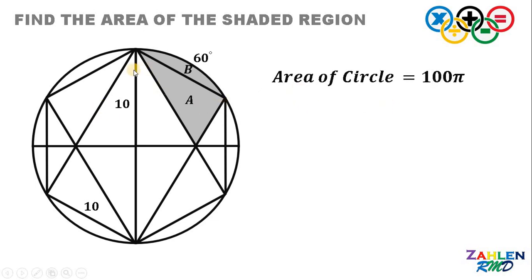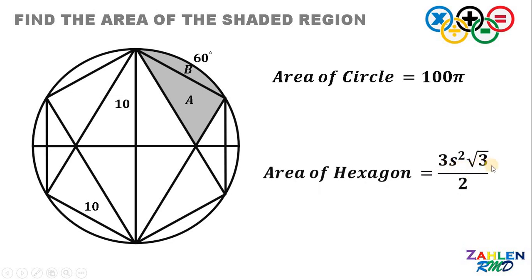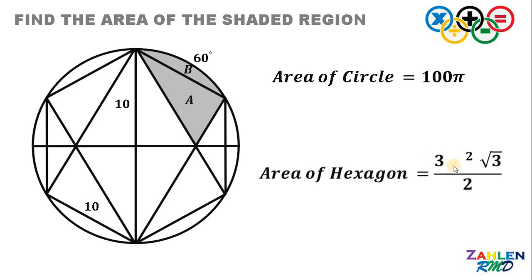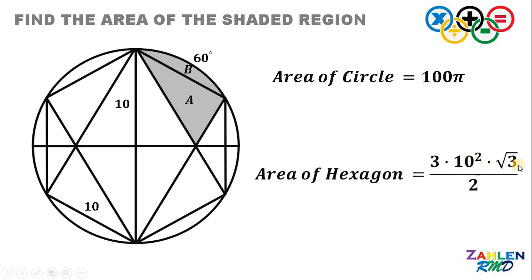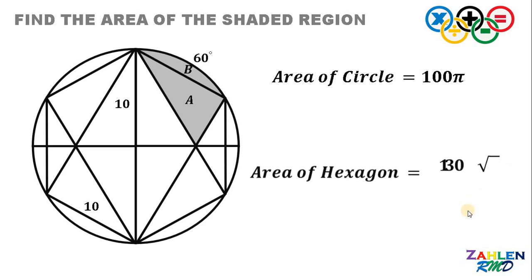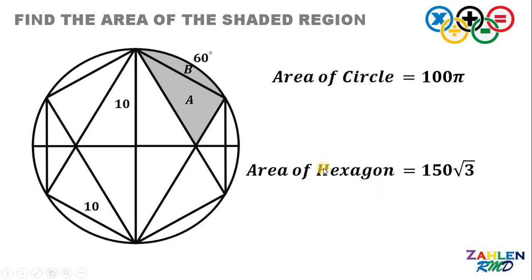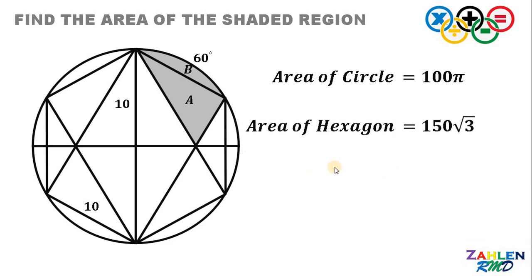Now, how about the area of the regular hexagon given its side? The area of the hexagon given its side must be equivalent to 3 s squared times square root of 3 over 2, wherein this s is the side length of the regular hexagon. And we know that the length of the side of the regular hexagon is 10. So this s must be 10. So we have 3 times 10 squared times square root of 3 over 2. Now 10 squared will give us 100. 3 times 100 is 300 divided by 2 will give us 150 times square root of 3 square units. So we have now the area of the regular hexagon.